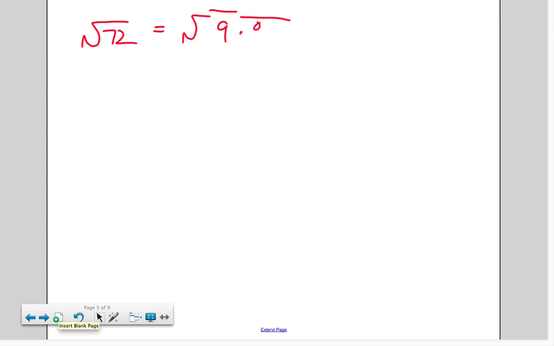8. So you could rewrite this as the square root of 9 times the square root of 8. The whole reason we want to pull the perfect square out is that now I could rewrite the square root of 9 as plus or minus 3 times the square root of 8. So that's how we write that.